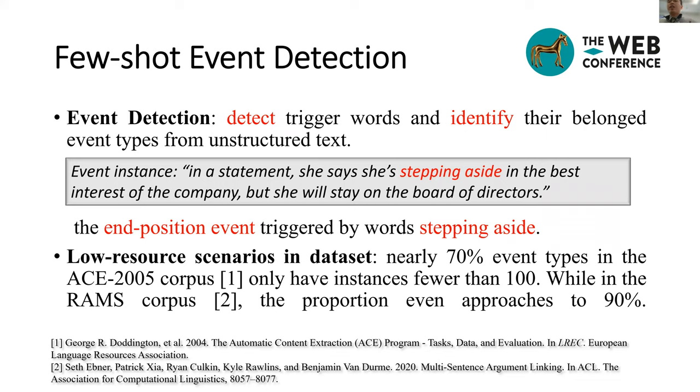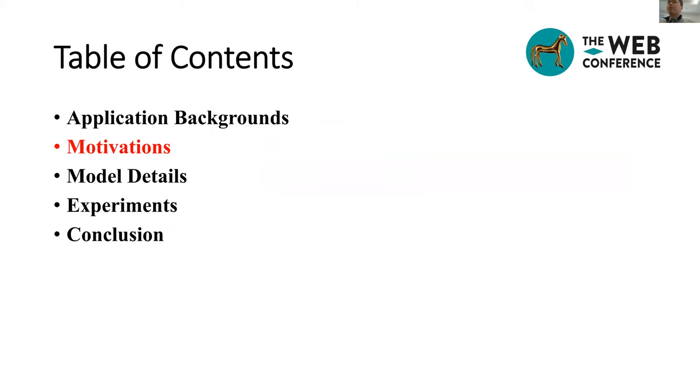datasets. Nearly 70% of event types in the ACE 2005 only have instance counts below 100, while in the other dataset, the proportion even approaches 90%. Hence, it is vital and feasible to investigate how to deal with the low resource issues in the event detection task. Next, let's see the motivation about the model design.